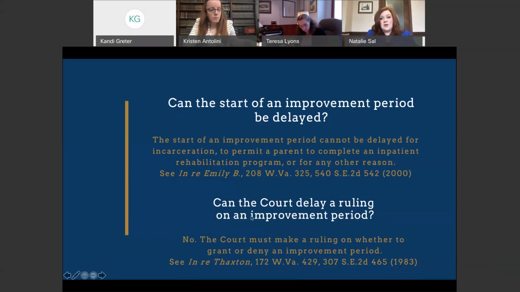Now, certainly there are reasons to continue hearings. There are good reasons why a court may delay for a short period of time to announce findings. That's not really what the Supreme Court is addressing. The Supreme Court is addressing situations where courts artificially build in extra improvement period by delaying on the ruling, and the Supreme Court says, no, the courts really can't do that, and we're not supposed to ask them to do that.